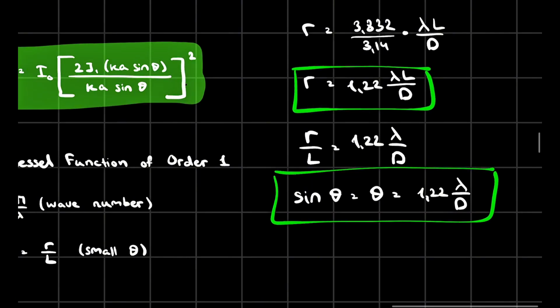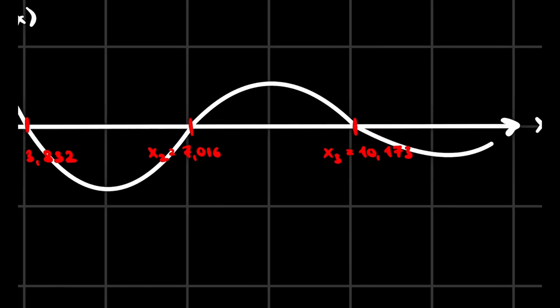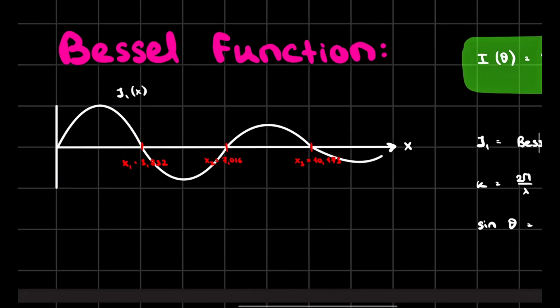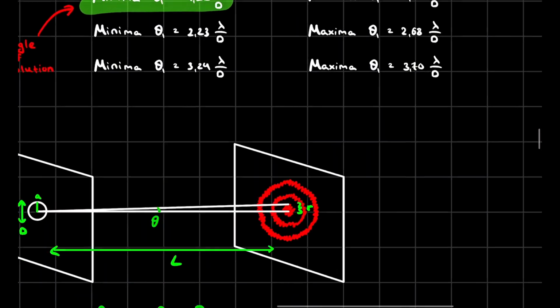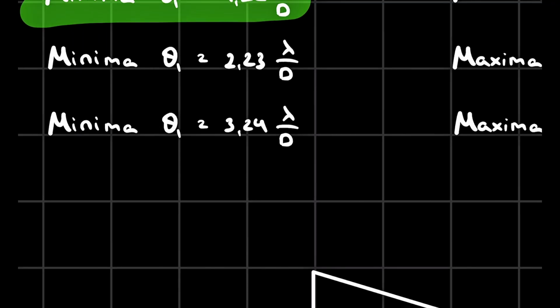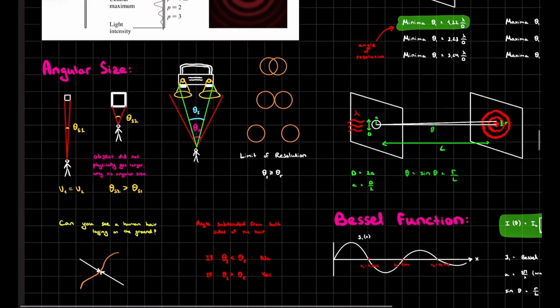How we have that formula 1.22, and as you can see here we have other numbers, 7.16, 10.173, and if we continue to put those numbers in instead of here, then you would have these numbers 2.23, 3.24, and so on and so on. So that's how we have these formulas. Okay, good. Right now, let's move to the practical part.